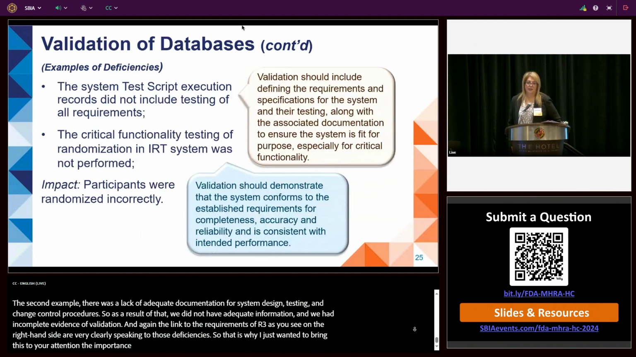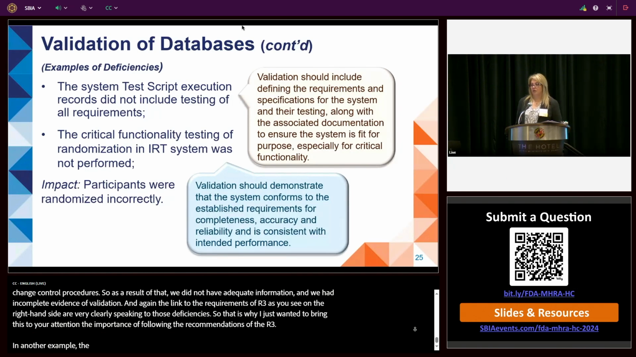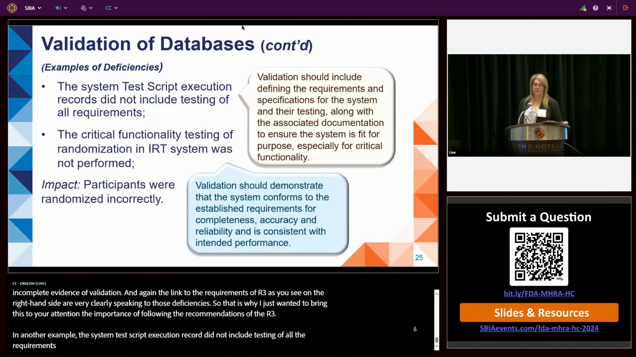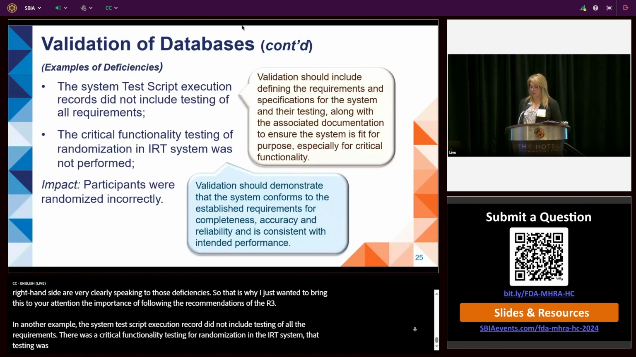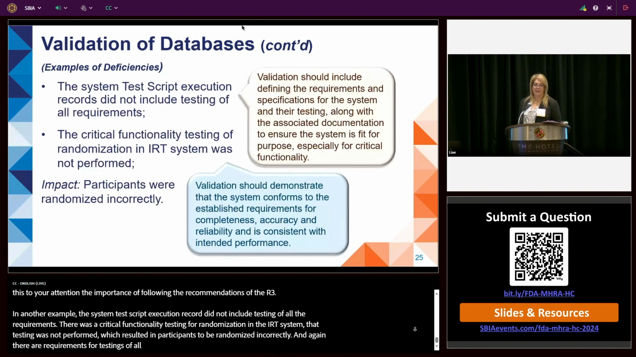Another example, the system test script execution record did not include testing of all the requirements. There was critical functionality testing for randomization in the IRT system that was not performed, which resulted in participants being randomized incorrectly. And again, there are requirements for testing of all the requirements, especially the critical functionality, which in this case was the randomization, which was not done.